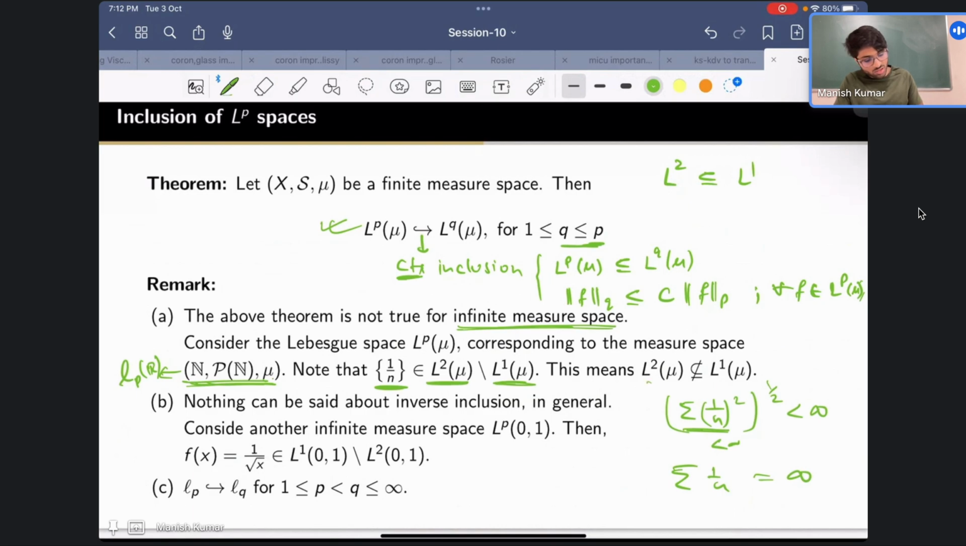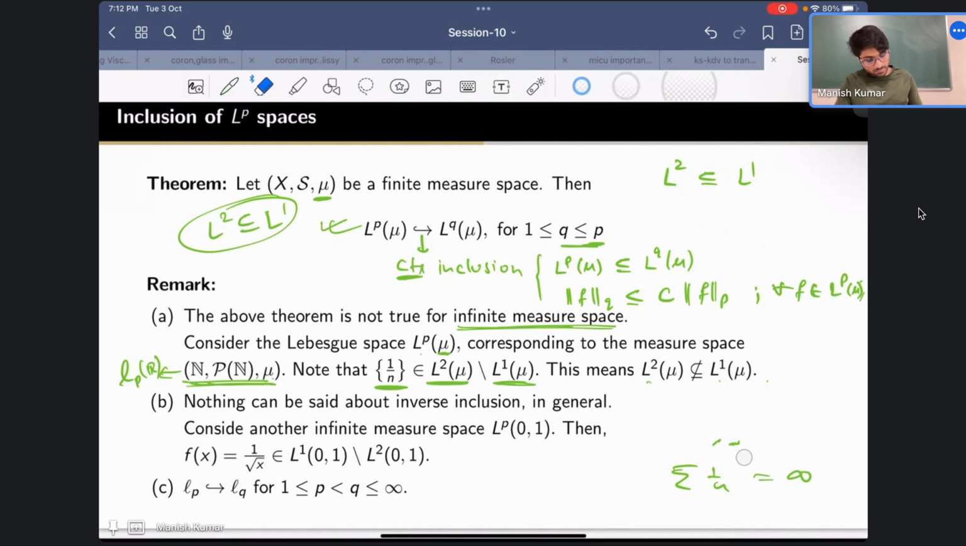So L2 is not contained in L1, but here we have seen that L2 is contained in L1. This is true when mu is finite. In this case, mu is the counting measure, an infinite measure space or sigma-finite measure space, so this is not true. And in fact you cannot say the other way around as well.